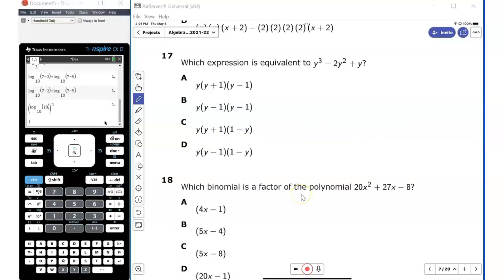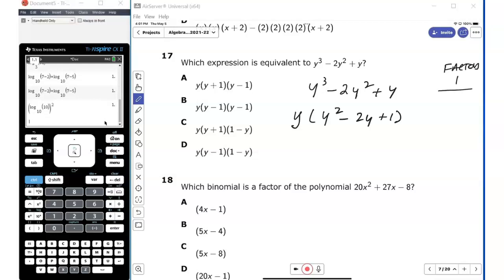17, which expression is equivalent to y cubed minus 2y squared plus y. You look for what they have in common. In this case, you have a y in common, so you have y times y squared minus 2y plus 1. Find the factors of 1 that are going to give you negative 2. Well, definitely negative 1 times negative 1 gives you 1, and when you add both you get negative 2. So you have y, parentheses, y minus 1, y minus 1. So your answer is B.